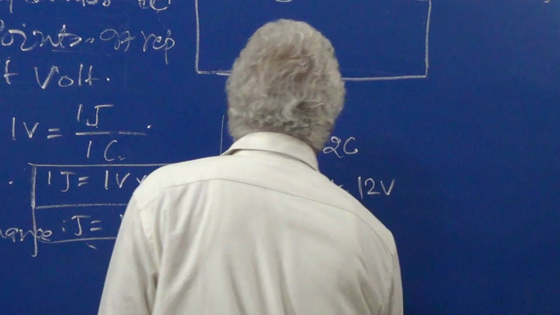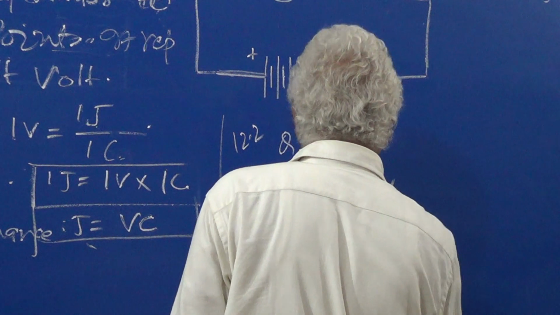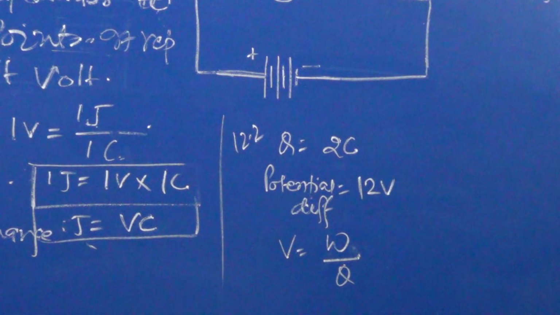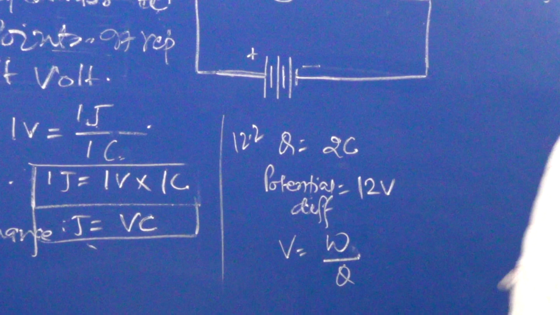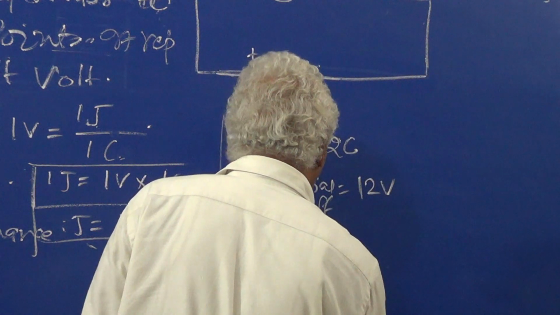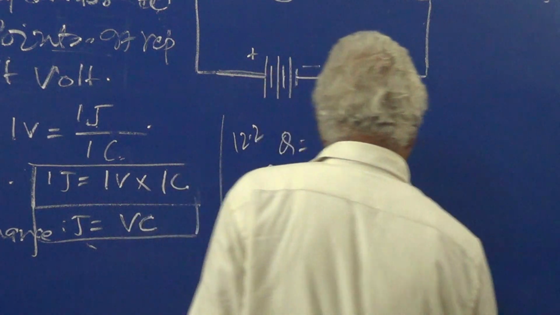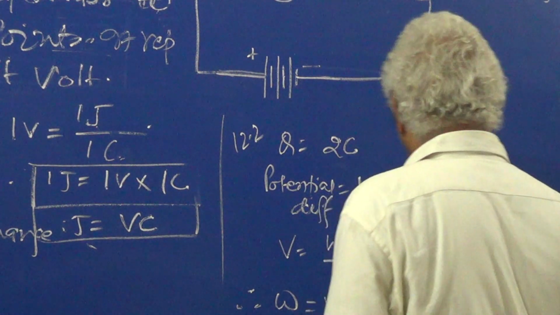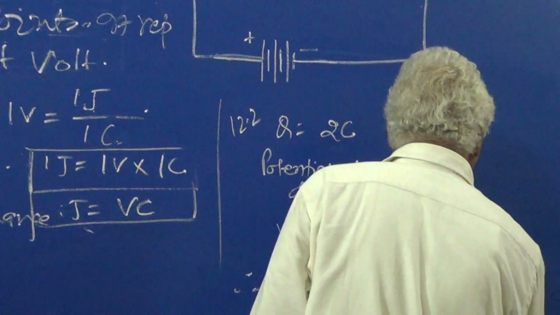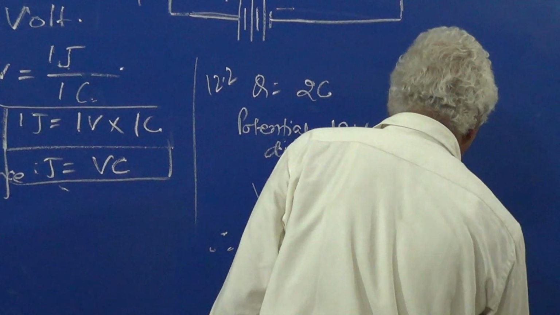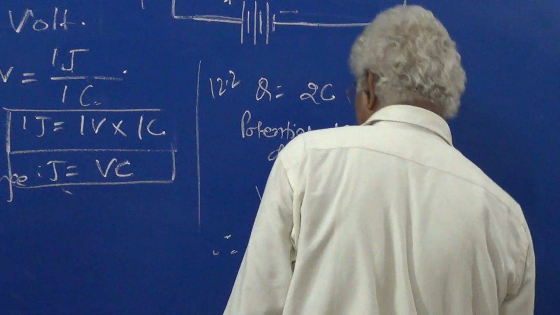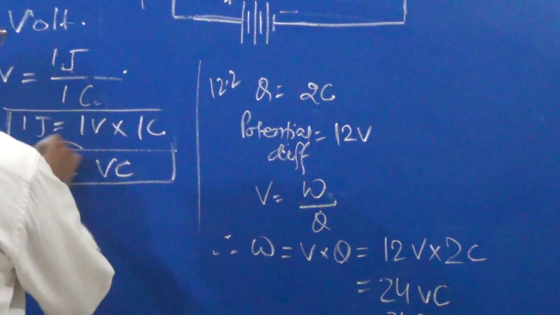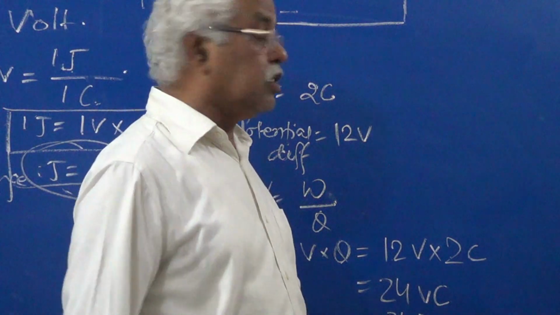So you have the formula V equal to W by Q. Now they have asked how much work is done, W. So W equal to V into Q. And V is 12 volt, into Q, 2 coulomb. So 12 into 2, 24 volt into coulomb. And you know volt into coulomb equal to joule. Already we did it here. So 24 joule is your answer.